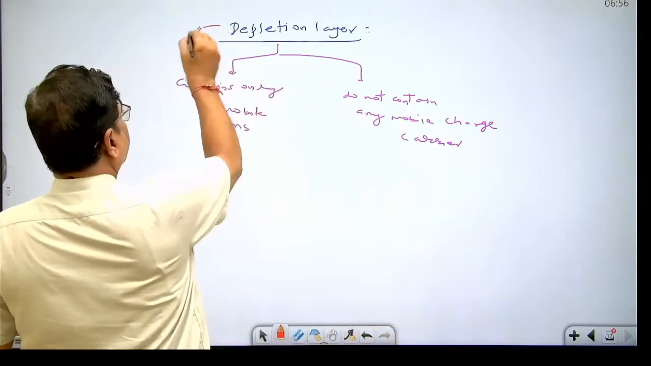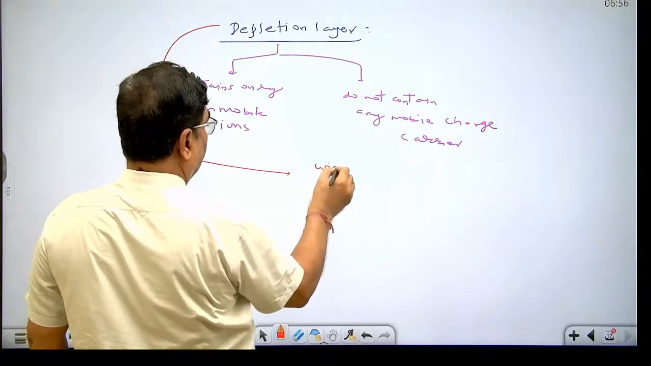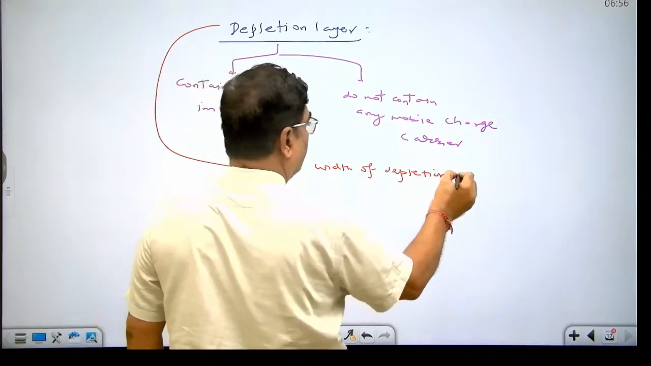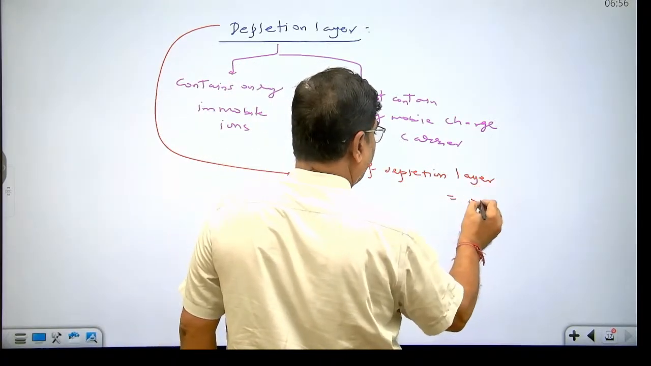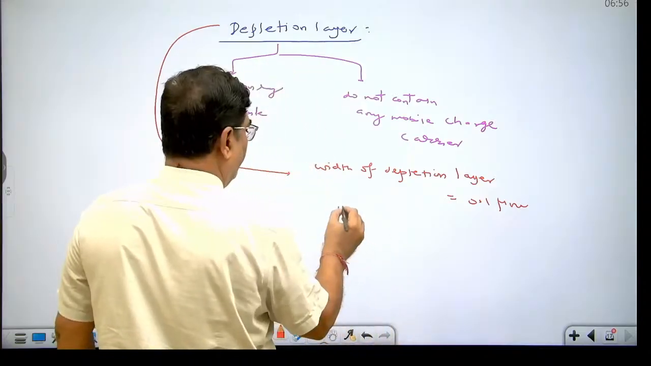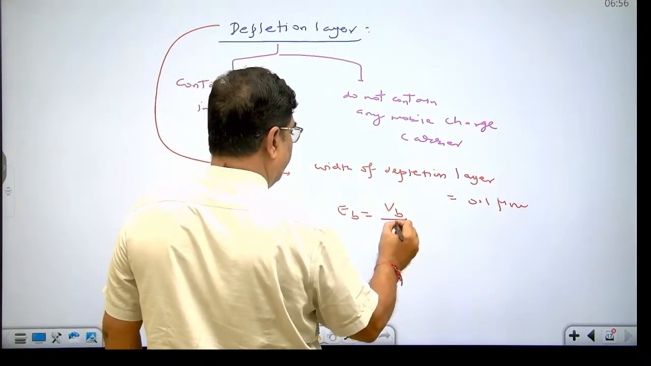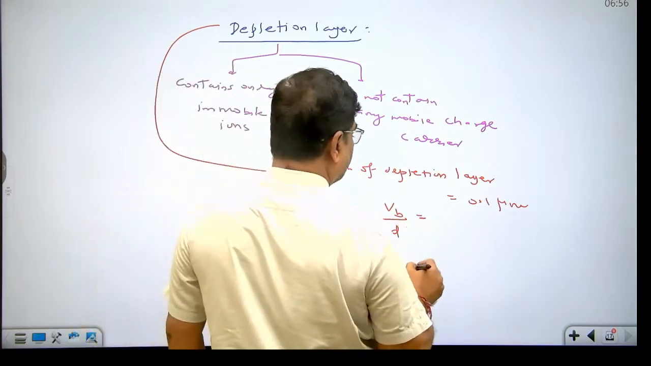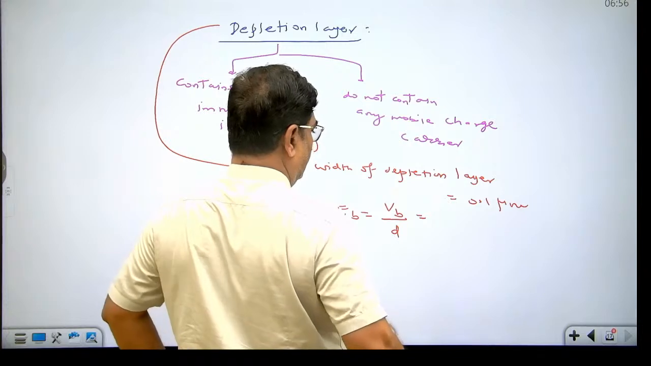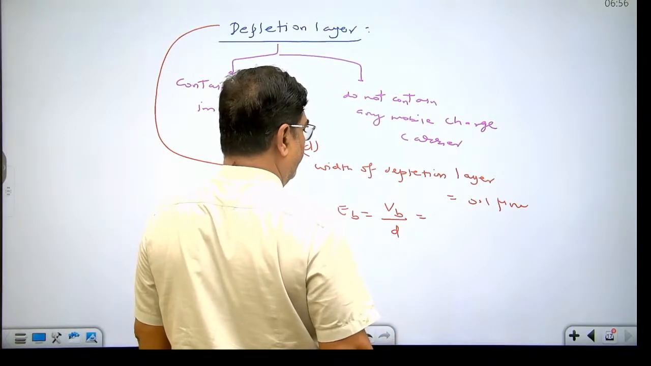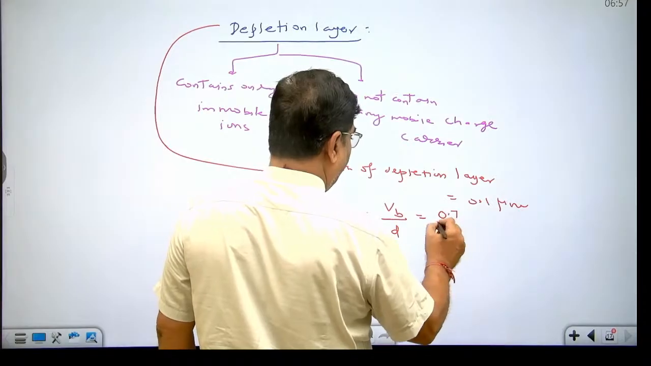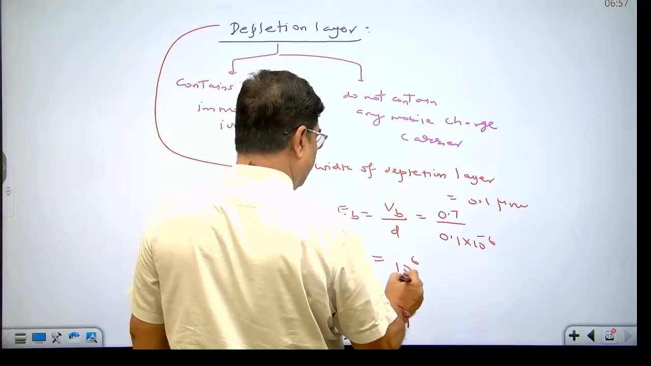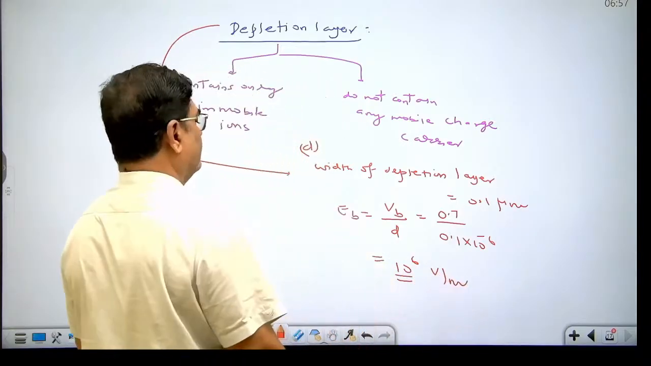The approximate width of the depletion layer is 0.1 micrometer, and the value of barrier electric field near the junction is barrier potential divided by D. Barrier potential in case of germanium crystal is 0.7 volt. In case of silicon crystal, it is 1.1 volt. So the order of barrier electric field will be something like 10 to the power 6 volt per meter at the junction. This is the approximate order.